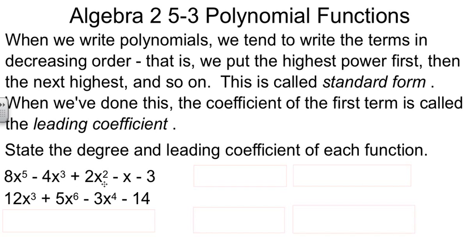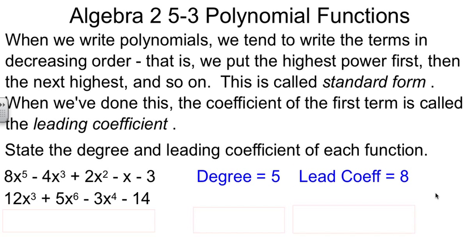8x^5 minus 4x^3 plus 2x^2 minus x minus 3. Are they in the order that we want? 5, 3, 2, 1, and no variable. So they're in decreasing order. They're in standard form. The degree is the highest power we have, which is 5. And the leading coefficient is the lead number, 8.